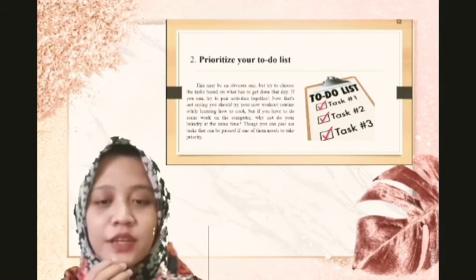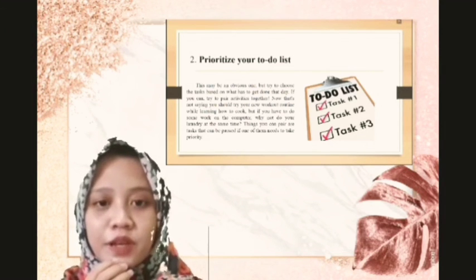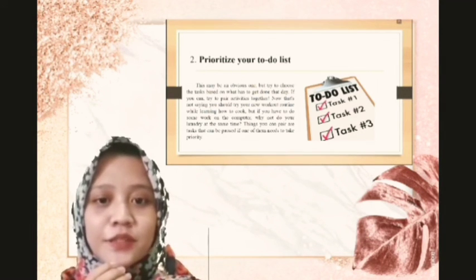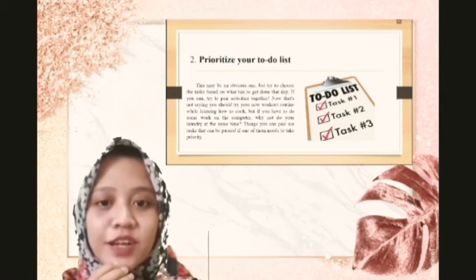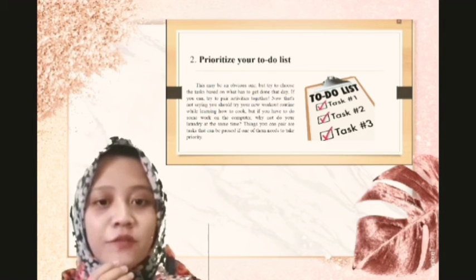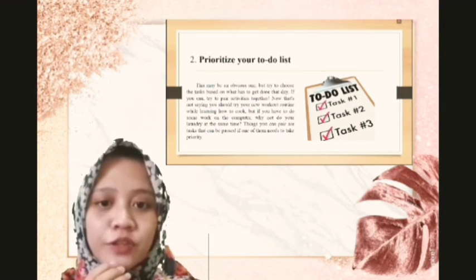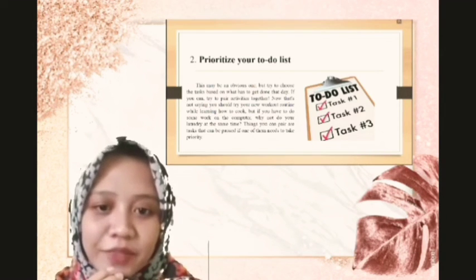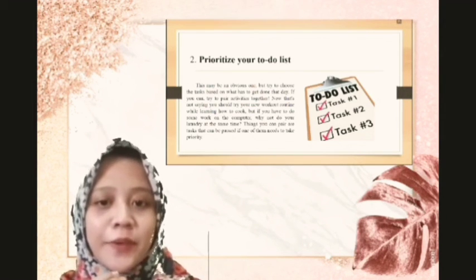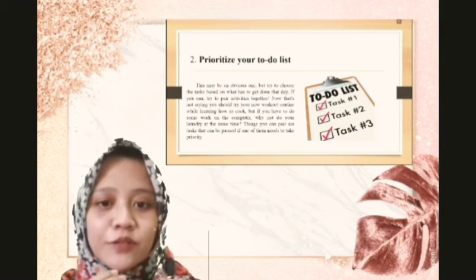Number 2. Prioritize your to-do list. This may be an obvious one, but try to choose the tasks based on what has to get done that day. If you can, try to pair activities together. Now, that's not saying you should try your new workout routine while learning how to cook. But if you have to do some work on the computer, why not do your laundry at the same time? Things you can pair are tasks that can be paused if one of them needs to take priority.